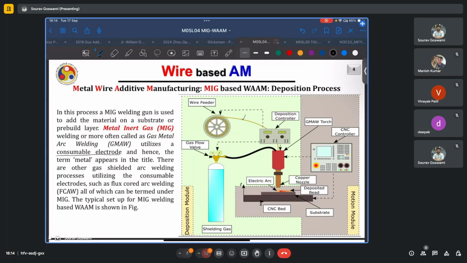This arc may produce temperatures up to some 6,500 degrees Celsius, which is sufficient for melting most metallic materials, or in some cases also some types of refractory materials. This arc and the heating generated by it is used in arc-based welding processes, and in this case also arc-based AM processes.